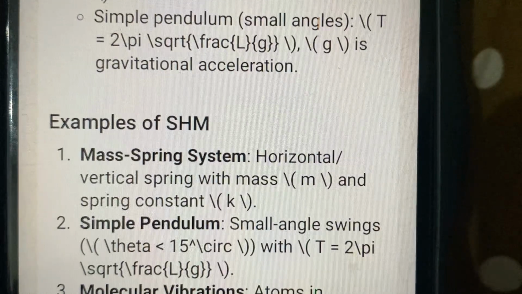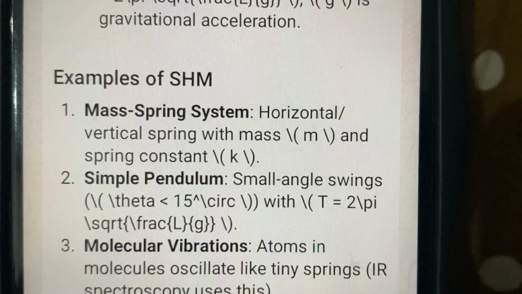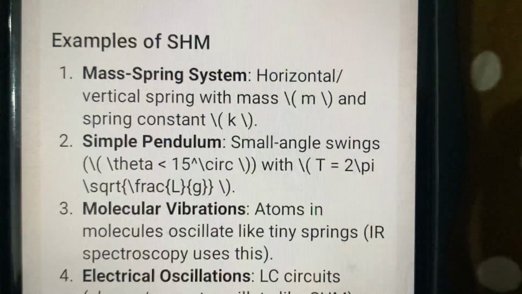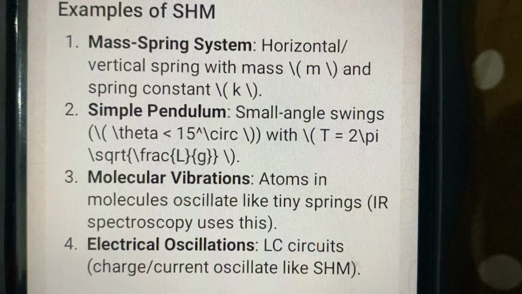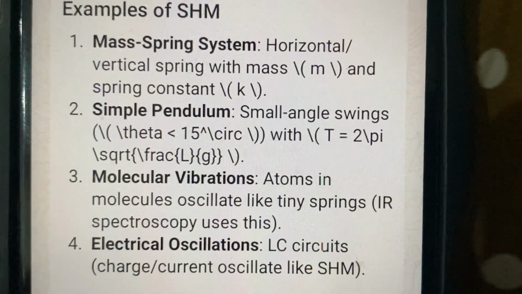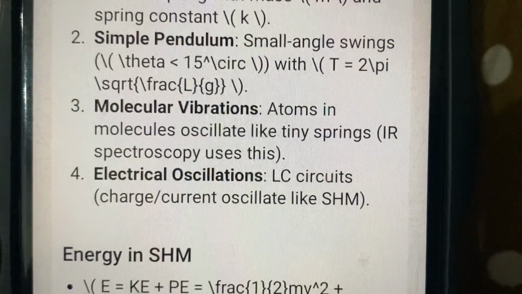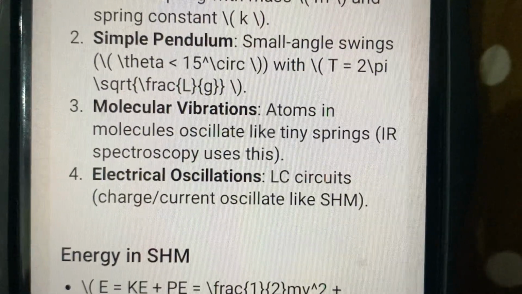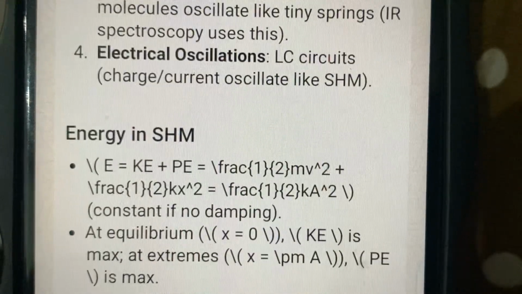Mass-spring system: horizontal or vertical spring with a mass and spring constant. Simple pendulum: small angle swings. Molecular vibration: atoms in a molecule oscillate like tiny springs, which spectroscopy uses. Electrical oscillations: in LC circuits, charge and current oscillate like SHM.